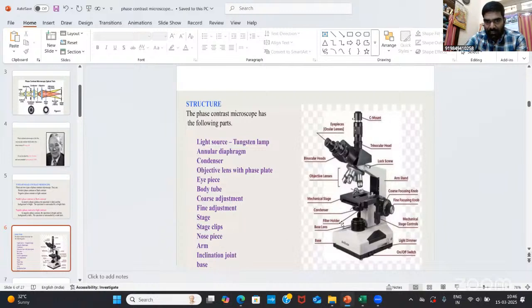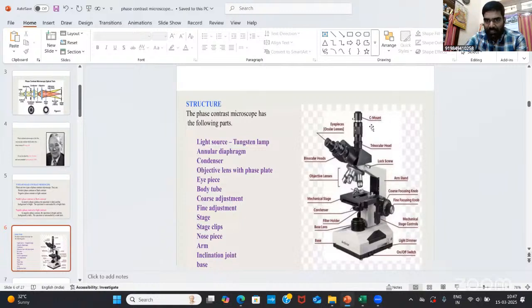So this is the base. This is the base lens. This is the filter holder which filters. This is the condenser here. This is the mechanical stage where we keep the specimen and where we can adjust. These are the objective lenses, which you can observe here. This is the binocular head. Through these lenses we can see the visual of this sample.